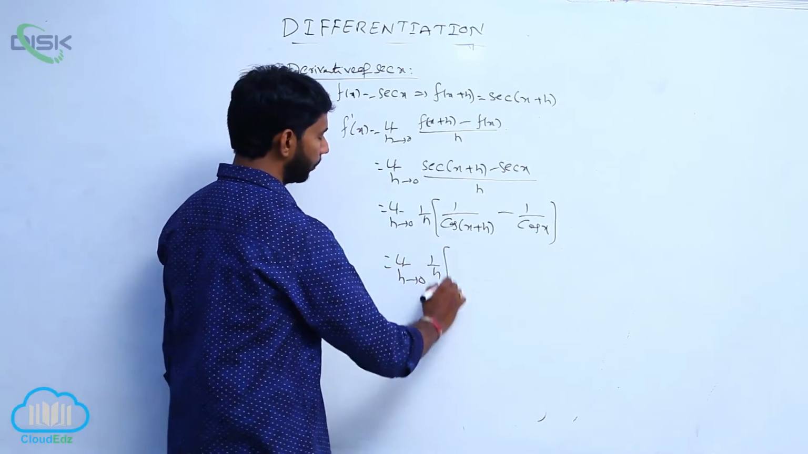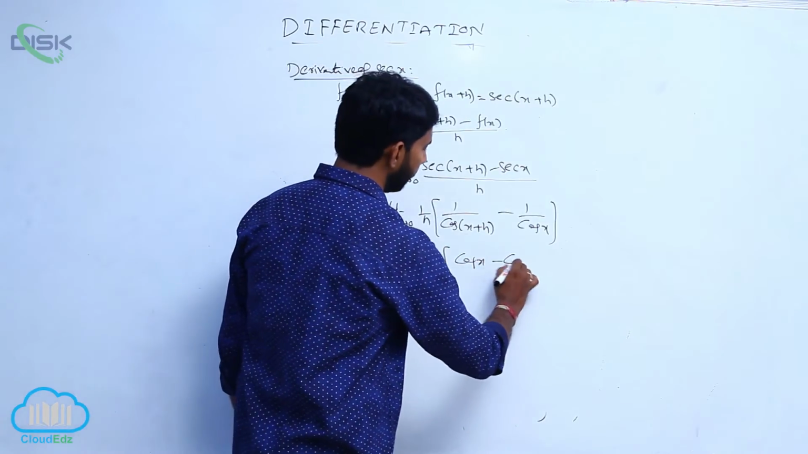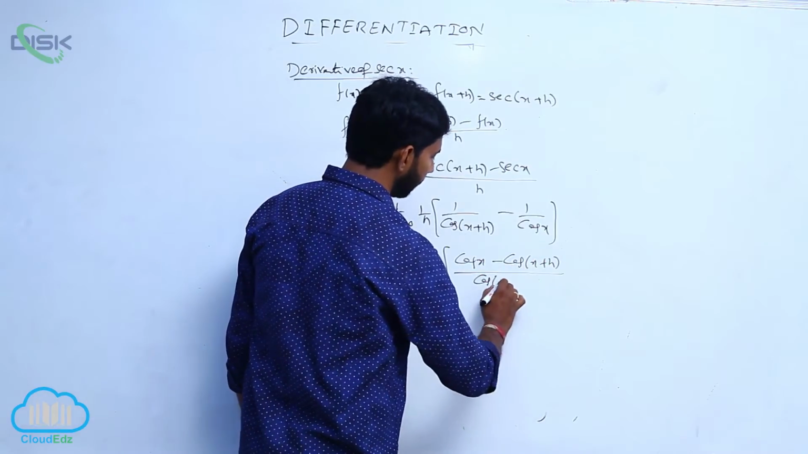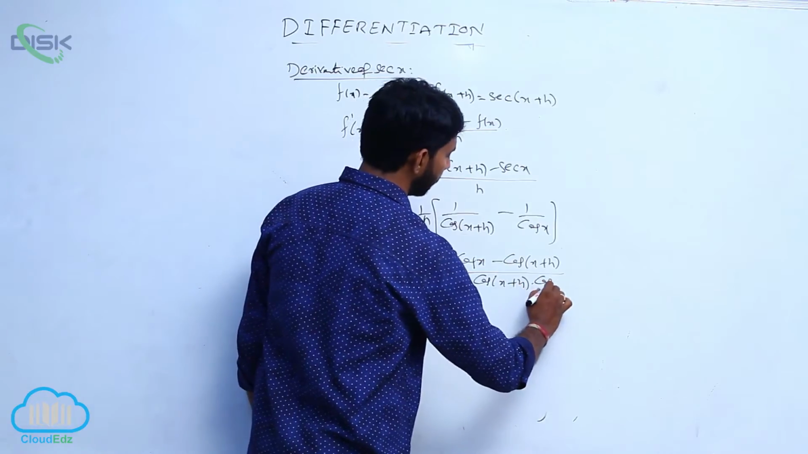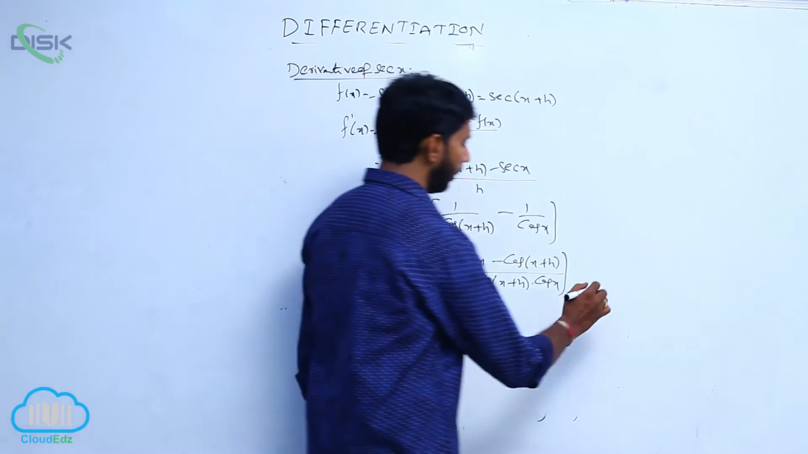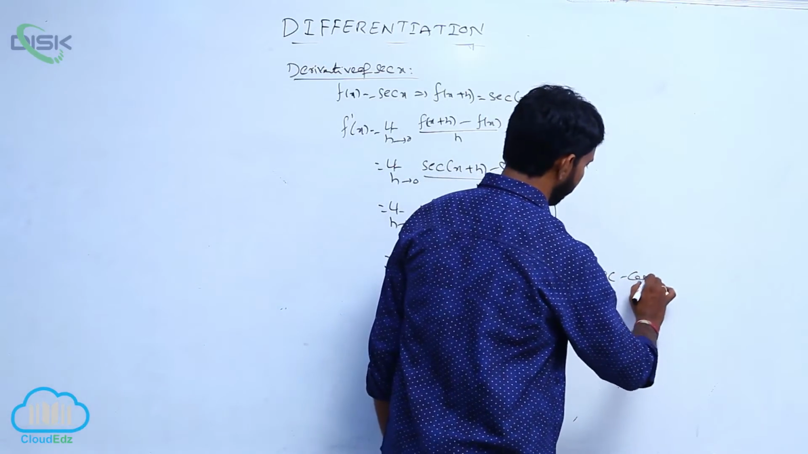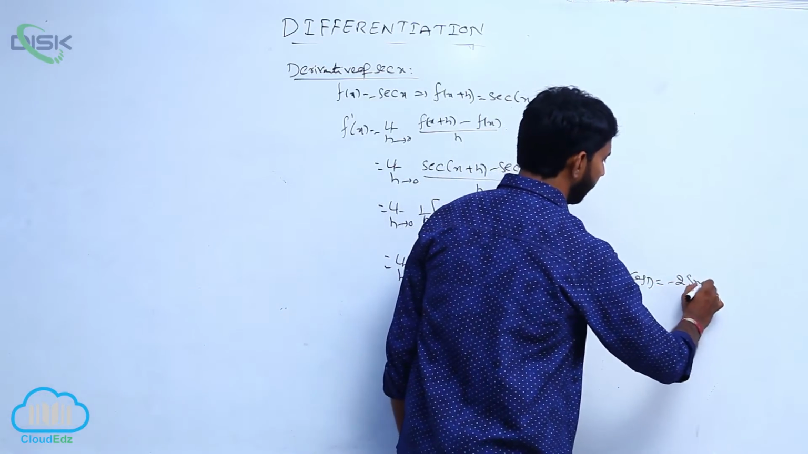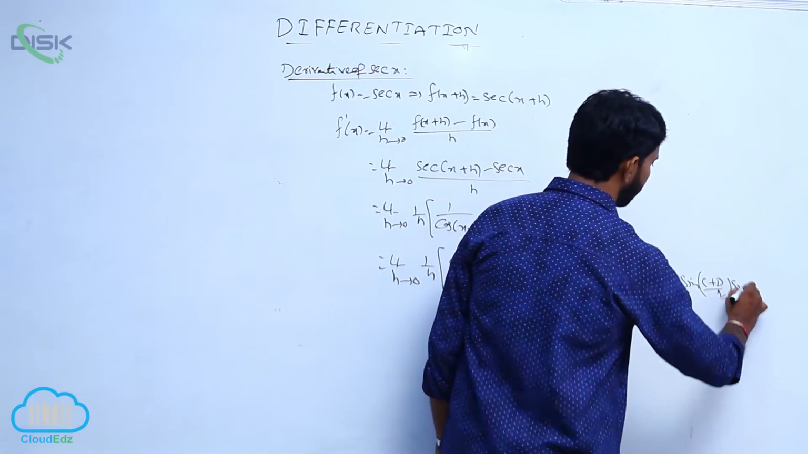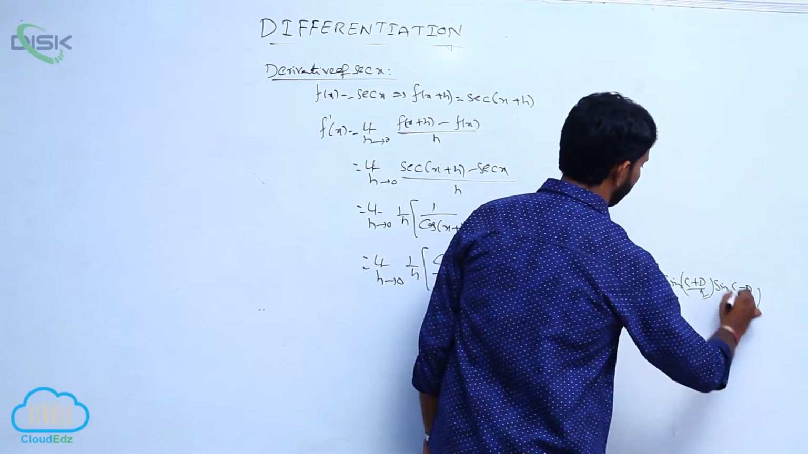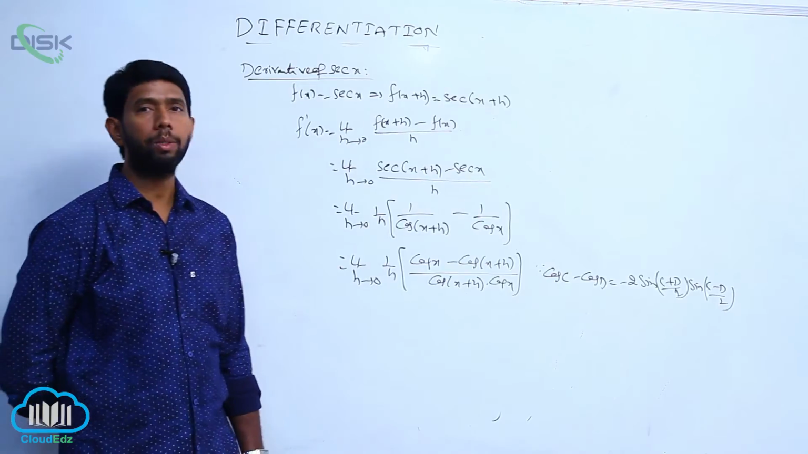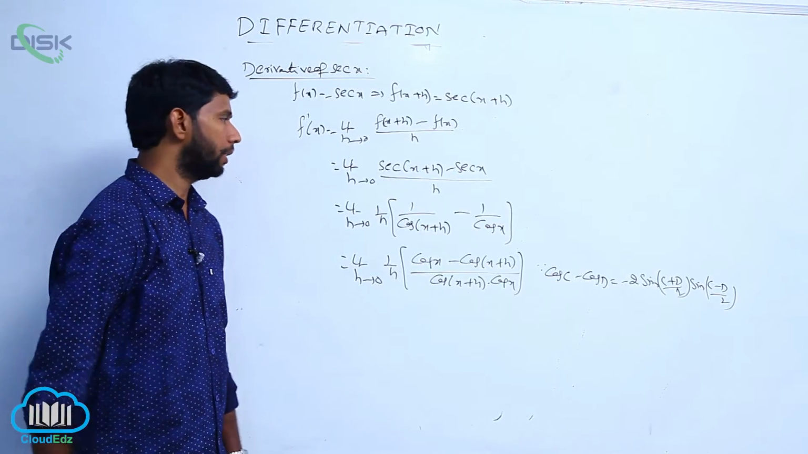1 by h into cos x minus cos of x plus h by cos of x plus h into cos x. Then cos c minus cos d. Here the cos c minus cos d form is minus 2 sin of c plus d by 2 into sin of c minus d by 2. Cos c minus cos d is equal to minus 2 sin of c plus d by 2 into sin of c minus d by 2.